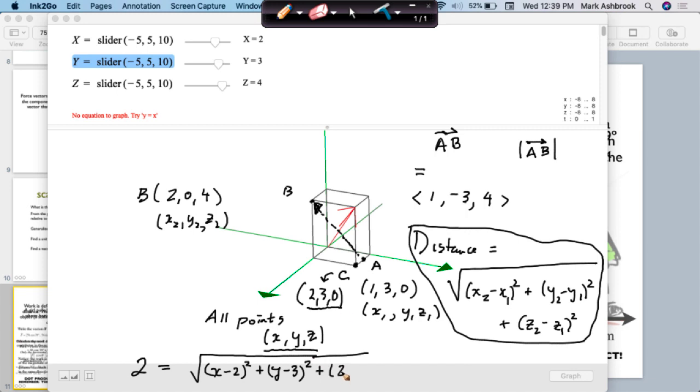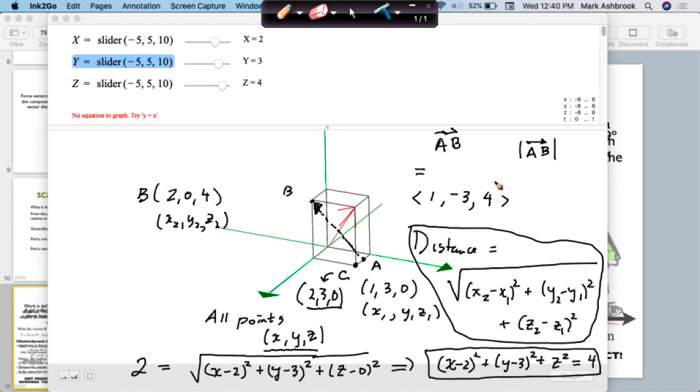Sometimes we like to get rid of square roots because they're not fun. So if I get rid of the square root, what do I have? x minus 2 squared plus y minus 3 squared plus z squared equals 4. And what set of points is that? Right, all points equidistant from a point in space will give you a sphere.